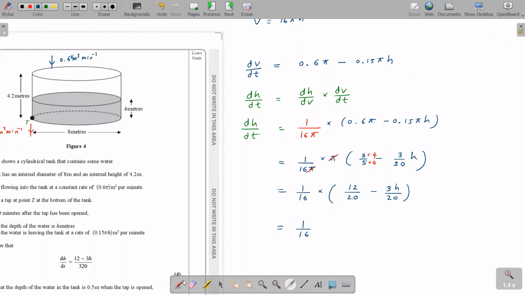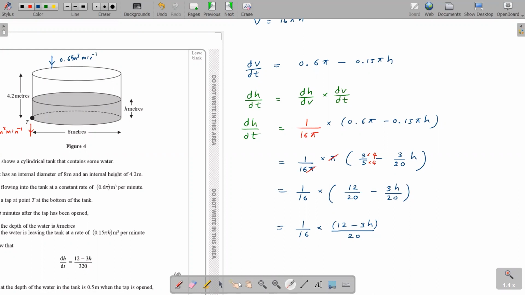Then we get here 1 over 16 into 12 minus 3h over 20. I took it as a common denominator. So I think 12 minus 3h is already there. I'm not going to take a 3 out. You don't need to take a 3 out because 12 minus 3h is part of our show there.